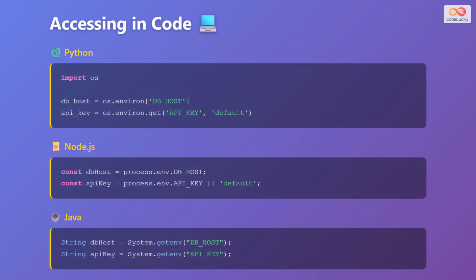Accessing environment variables in your Lambda function code is straightforward across different programming languages. In Python, you import the os module and use os.environ with square brackets for the variable name, or os.environ.get with an optional default value. In Node.js, you access variables through the process.env object, using the variable name as a property. For Java, you use the System.getenv method, passing the environment variable name as a string parameter. All three approaches provide simple, consistent ways to retrieve configuration values at runtime.